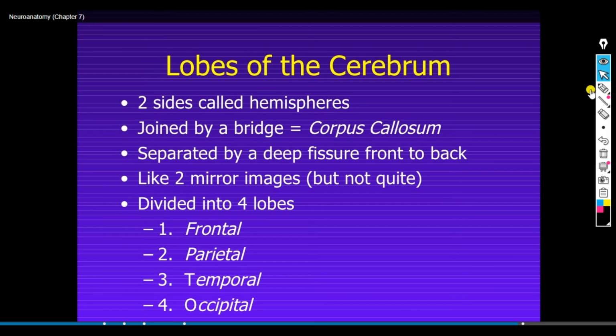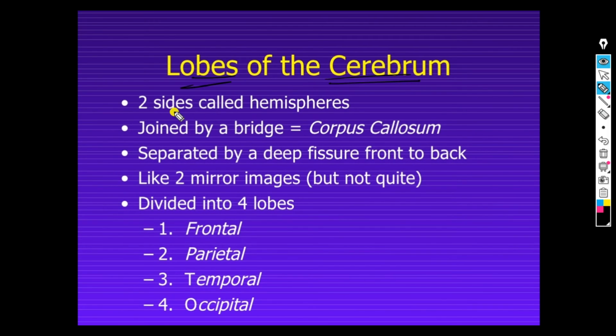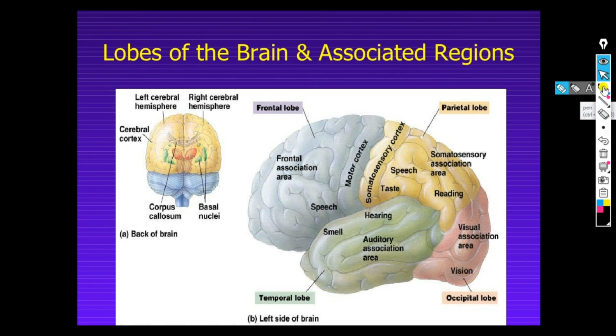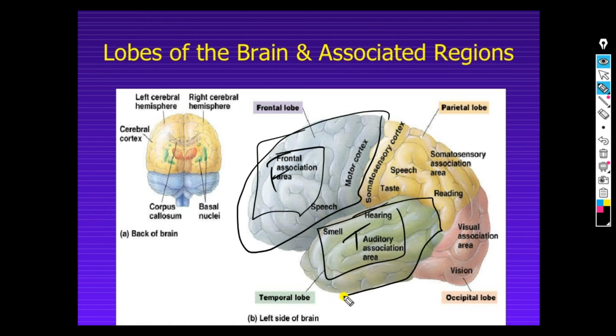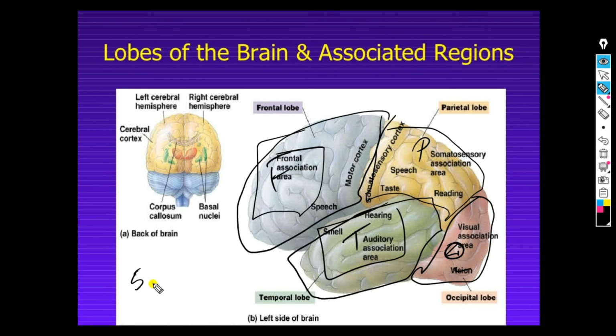The lobes of the cerebrum. The two sides are called hemispheres, joined by a bridge known as the corpus callosum, separated by a deep fissure front to back, like two mirror images but not quite, divided into four lobes. But we can say it's five lobes because there is another lobe known as the insula. So the lobes are frontal, parietal, temporal, occipital, and the fifth one is the insula.